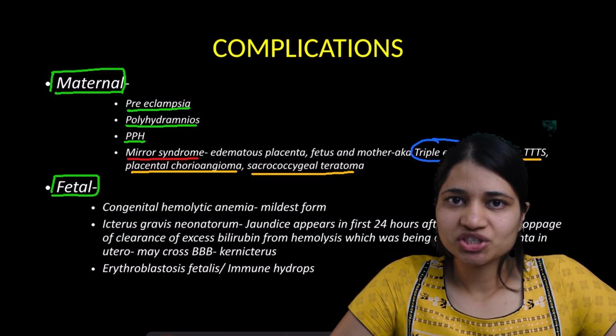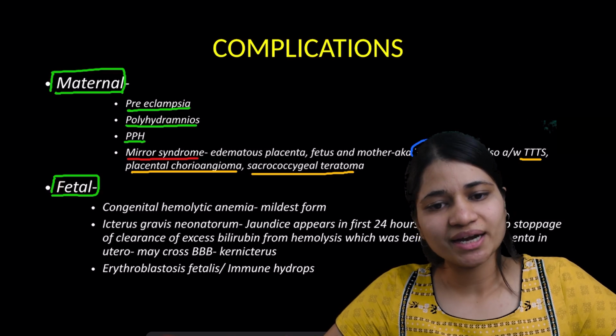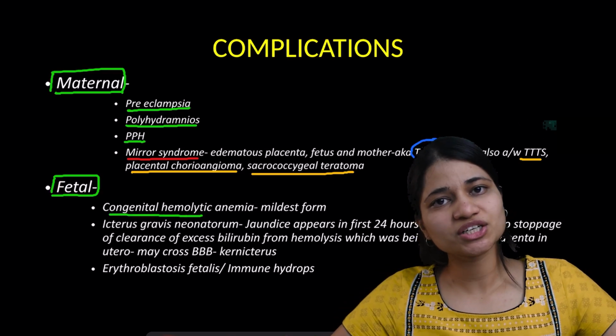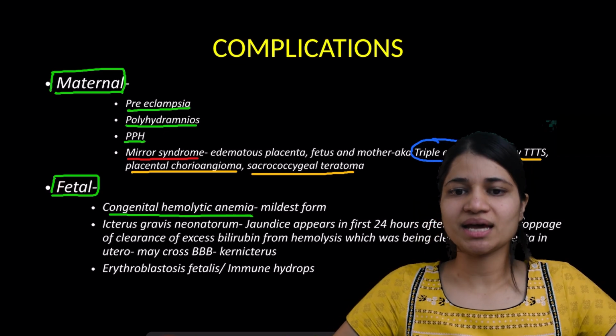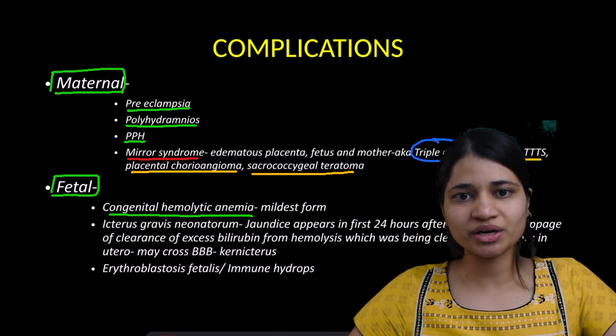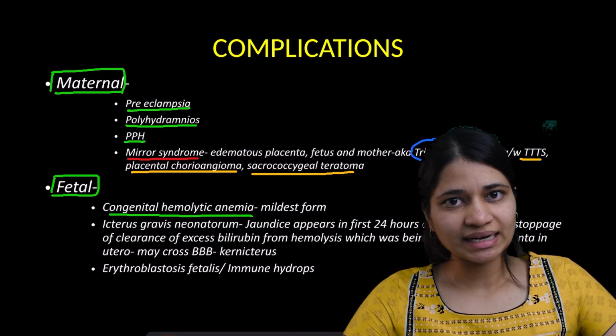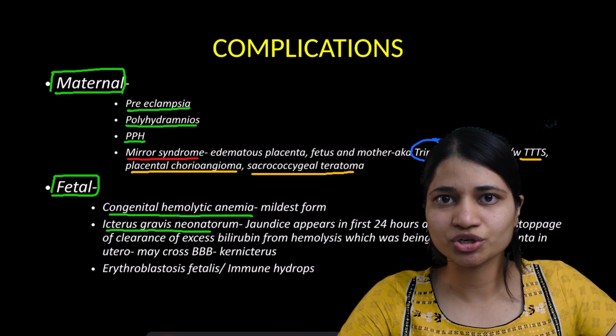Now fetal complications depend on the severity of Rh isoimmunization. In the mildest form, we have what is known as congenital hemolytic anemia. So the baby is born, the baby has hemolytic anemia, which is a mild form of anemia, and slowly it improves by itself. Secondly, in a more severe disease, the baby can develop icterus gravis neonatorum.